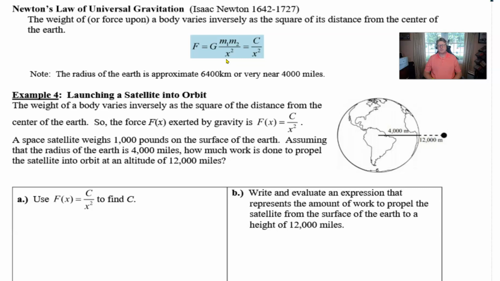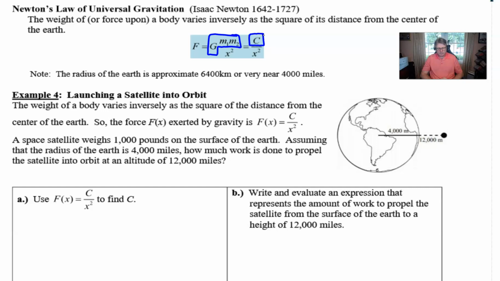Now, to make this problem a little bit more simplified, we're going to compute G times the product of the masses, and that's going to produce another singular constant, C. And so we're going to move out of the realm of using mass in kilograms and the gravitational constant, and we're going to stick with our typical imperial units, in this case miles and pounds, and call this C over x squared.